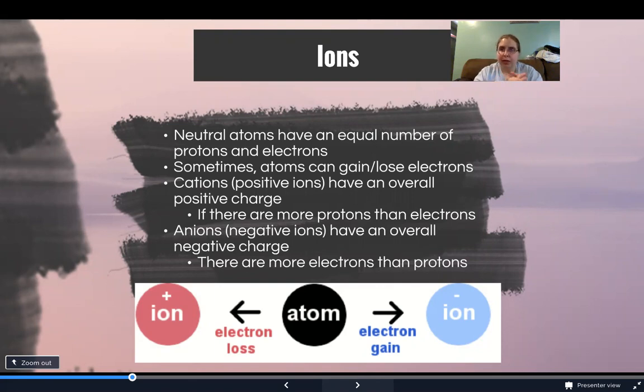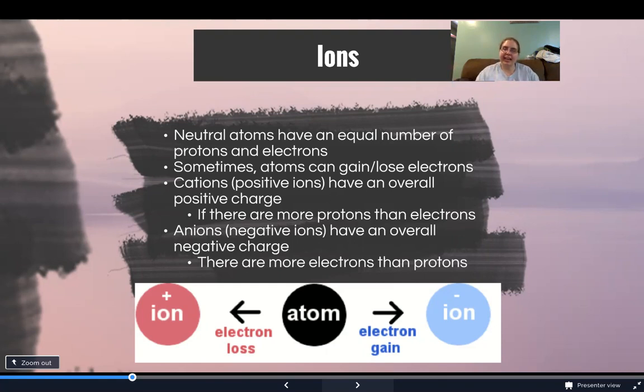So an electrically neutral atom has the same number of protons as electrons. So carbon has an atomic number of 6. That means it has 6 protons. And if it's neutral, that means along with the 6 protons, it also has 6 electrons. But there are cases where certain atoms can lose electrons or gain electrons.